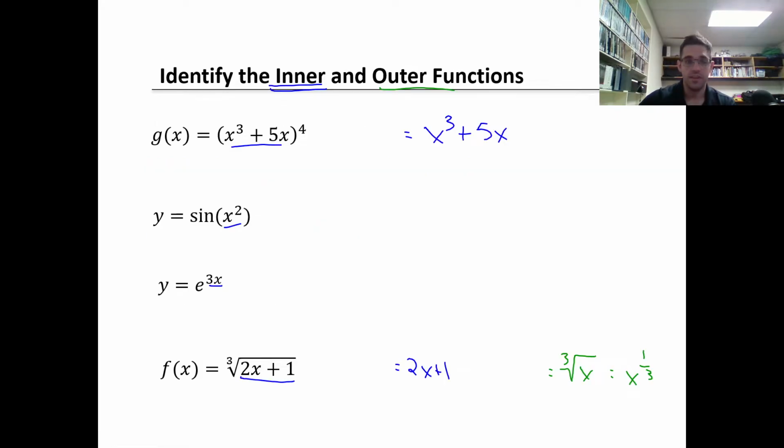Alright, so if we identify the inner functions and outer functions, we kind of just did that for most of these on the last slide. The inner function on the first one is x to the power of 3 plus 5x. The inner function on the second one is x squared. The inner function on the third one is 3x. The last one wasn't on the last slide, so let's talk about this one a little more in depth. We have the third root of 2x plus 1. If we wrote this radical as a polynomial with a rational exponent of 1/3, you could see the brackets here. Either way, we have an inside function of 2x plus 1, and then the outer function would be this cube root function, or this power of 1/3 function.